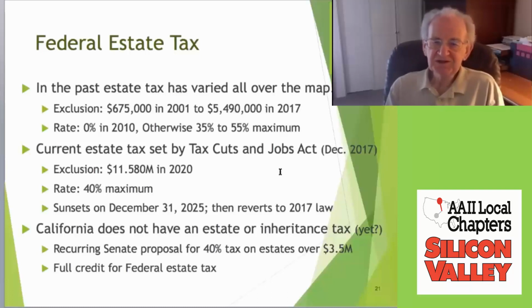California doesn't currently have an estate tax or an inheritance tax, but I put a little question mark at the end of that because there's a proposal that keeps coming up in Sacramento for a 40% tax on all estates that exceed $3.5 million, but there'd be a full credit for the federal estate tax, which you'd be paying above the $11 million limit. It means in essence that you'd be paying 40% on the difference between the two exclusions. The difference between the two exclusions would be about $8 million, so 40% of that is over $3 million. That's a big hit. Now this has been proposed numerous times in the Senate, and it's been voted down.